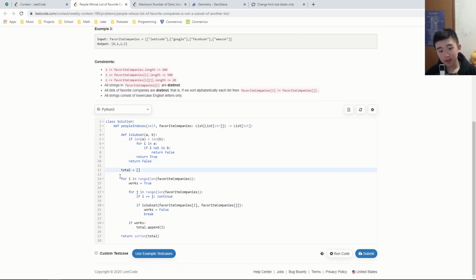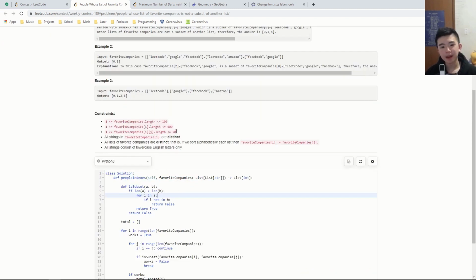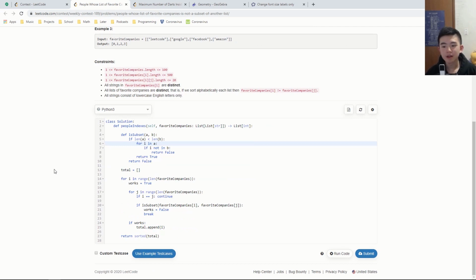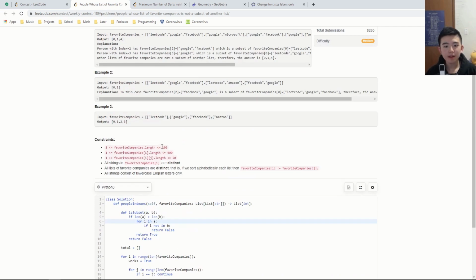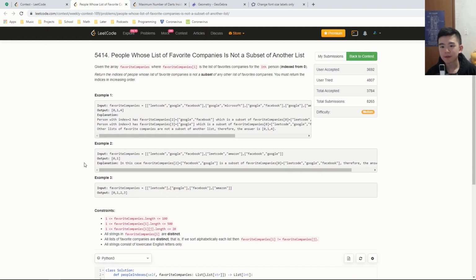So we can do this in n squared time. Determining the subsets would take some time, but that's not a very big factor. That's just 20. So in fact we can do this in under the time limit. And we're given that the company's length is 100 for every list of favorite companies.